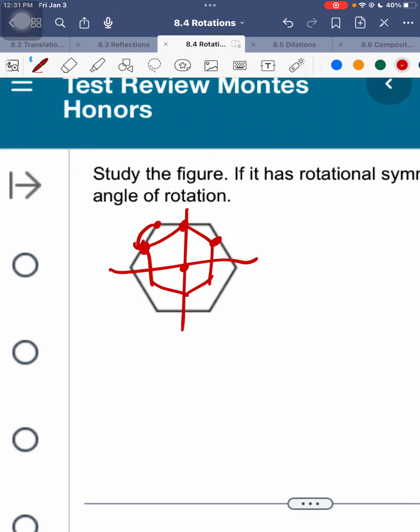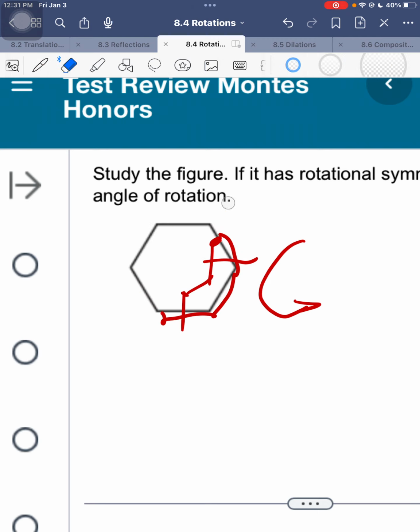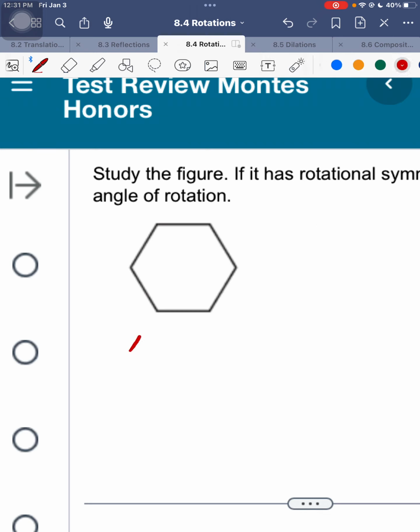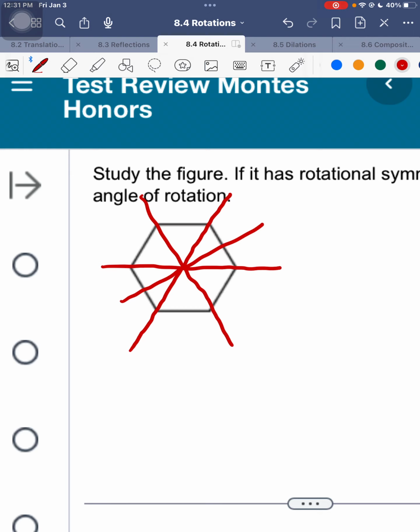So in order for it to be rotationally symmetrical, we need to be able to rotate it in a way that each time we rotate it, it's going to be exactly like the original figure. So how do we do that? We got to find the lines of symmetry of angles. So this is 1, this is 2, and this is 3. Now, we do have a line of symmetry here, but not of an angle. So that one doesn't count. Okay? So now we have these angles. So now this angle split here, this angle split here, split, split, split.